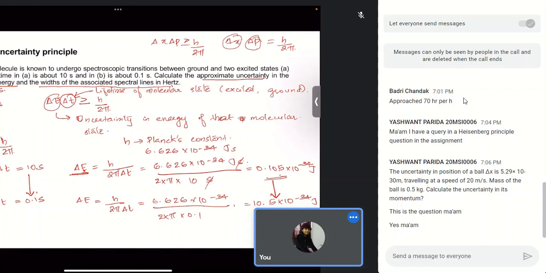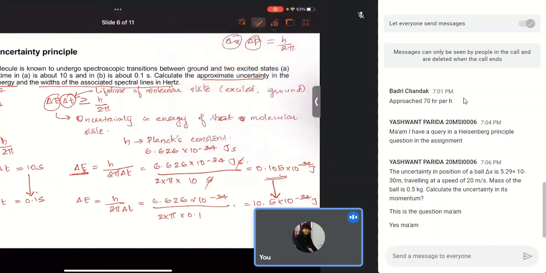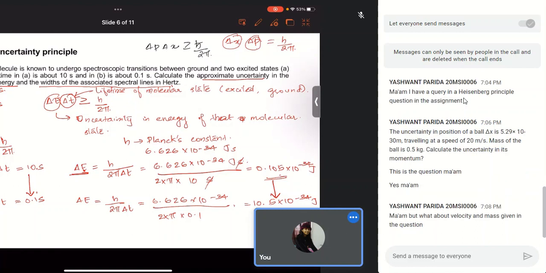Yeah, it should be the other way. From this we should be able to calculate, right? What is the uncertainty in its momentum? Okay, velocity and the mass.